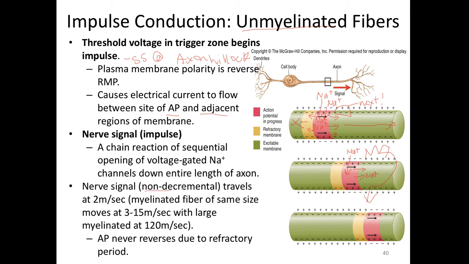So this is non-decremental, meaning it doesn't lose amplitude or power, but it's relatively slow. About 2 meters per second. This is slow in nerve terms. Obviously, 2 meters per second seems pretty fast when we think of our own locomotion, but that's nothing for neurons. Myelinated fibers of the same size will move at between 3 and 15 meters per second, depending, with large myelinated axons carrying potentials at 120 meters per second. So in addition to myelination, diameter also increases speed of transmission.